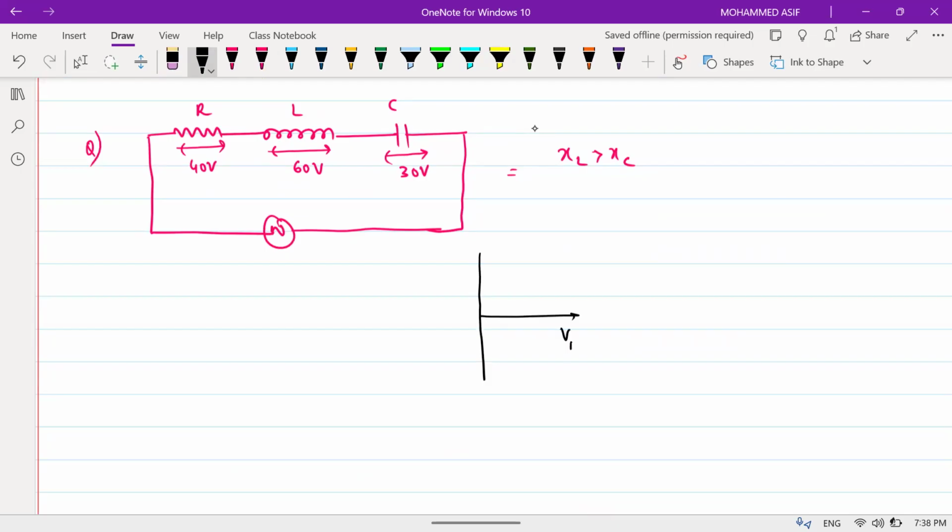Here it is the potential of the resistor. It is 40 volt. Here we are having the potential of the inductor. Down we are having the potential of the capacitor. XL is greater than XC. That means this diagram will become like this. So this will be your 40 and here it will be your 60 minus 30. That will be equal to 30. So the resultant of this one will be equal to this much, making an angle of phi. So this is the resultant resistance of that one, Z.